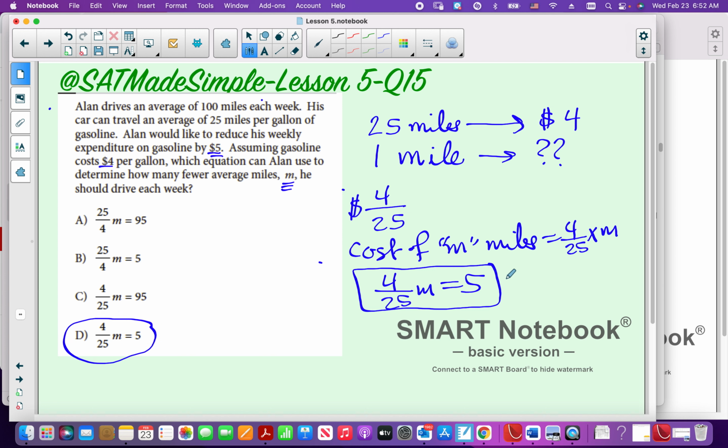If you were to solve for M, M will be 5 times 25 over 4, and that is 31.25 miles. So he should drive 31 and a quarter miles less in order to save $5.